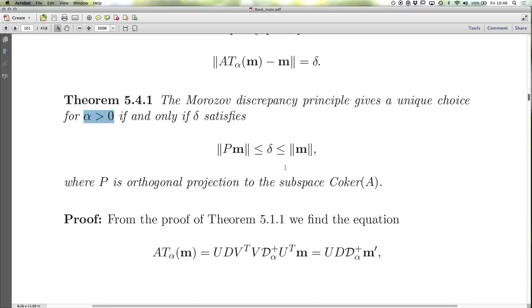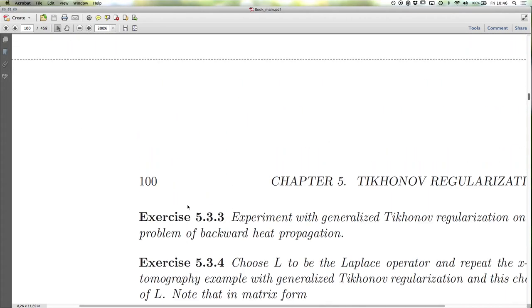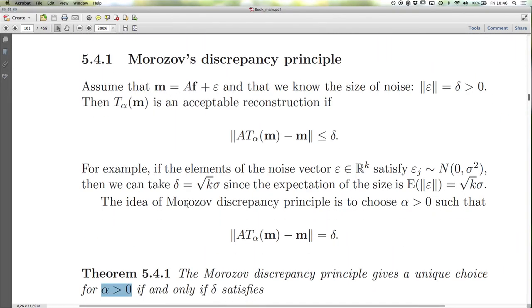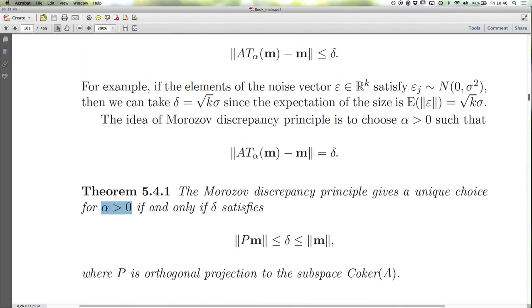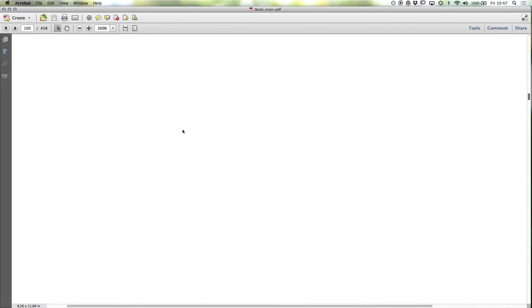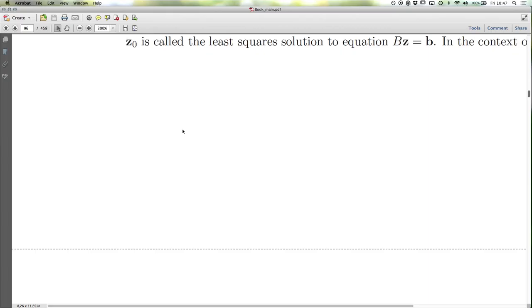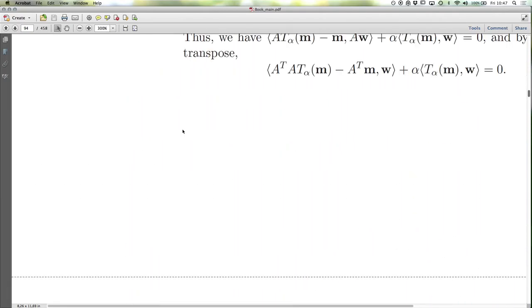This year I didn't go through a computation I usually do, so let's go back a little bit in the book and see how the proof of theorem 5.1.1 looks. Where's K? Yes, it's the size of the data vector. How many data points do we have in our measurement? Okay, let's see what theorem 5.1.1 is.